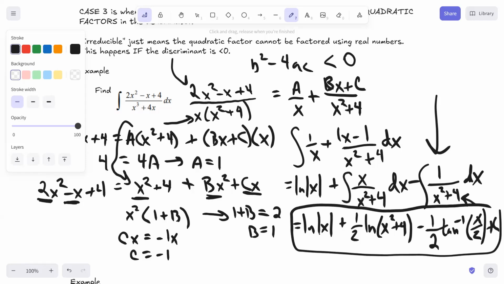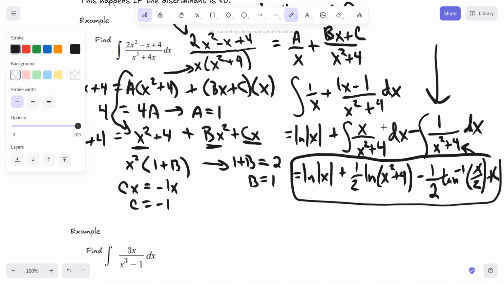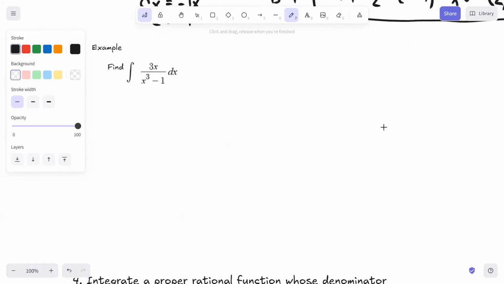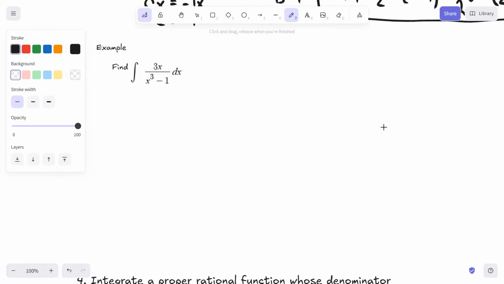All right, so let's move on to another example with this one, just to get you a feel for it a little bit more. Notice that the denominator is a cubic, but it's a difference of cubes. And so we could factor the denominator as (x minus 1) times (x squared plus x plus 1), if you remember your formula for difference of cubes.